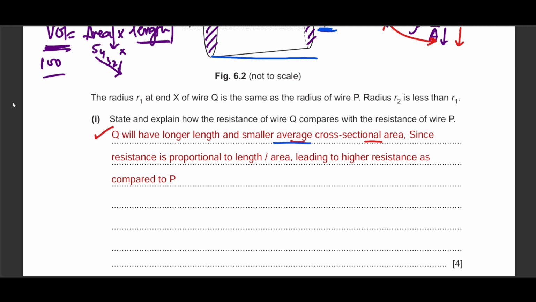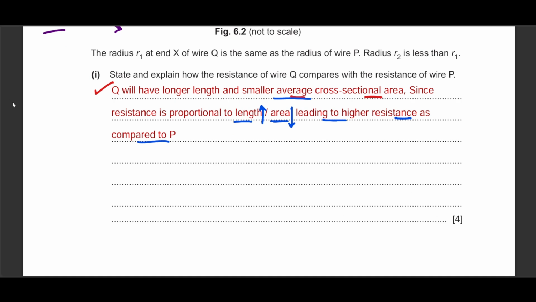It's a 4-mark question. Since the resistance is proportional to length divided by area, leading to a higher resistance as compared to P. Now, since the length is increasing and the cross-sectional area is decreasing, they both contribute positively to the higher value of resistance. You can write this down in your own way. It's up to you. I've just summarized the points and the theory behind it.